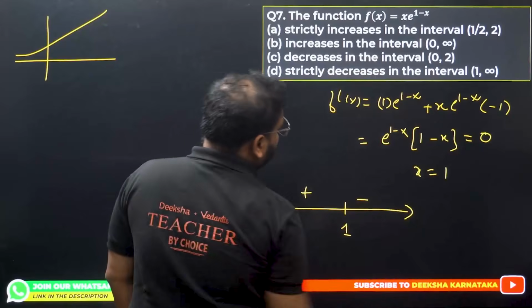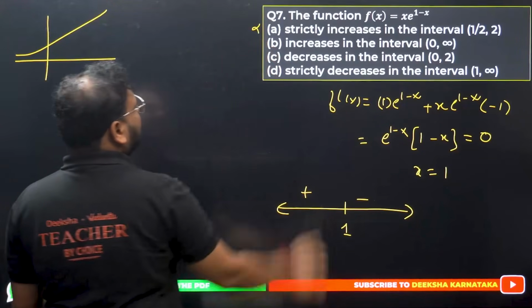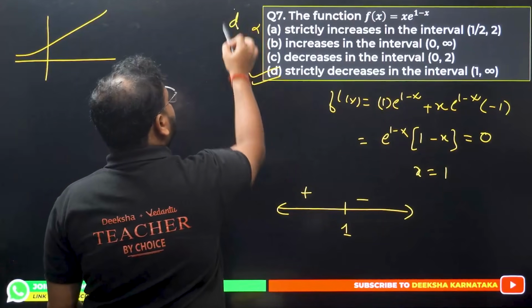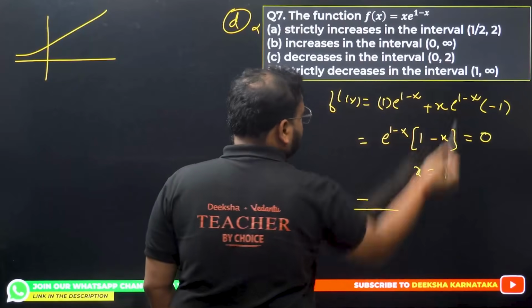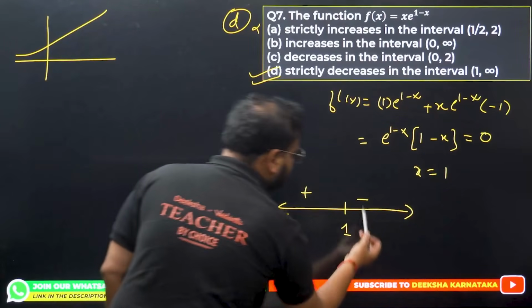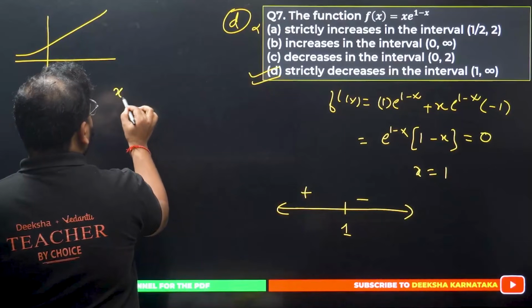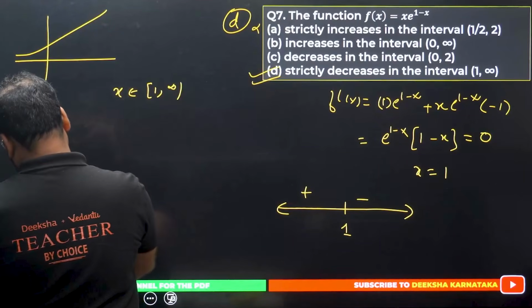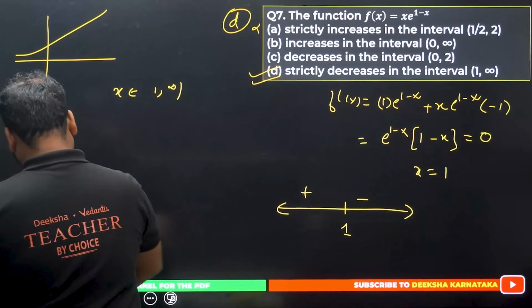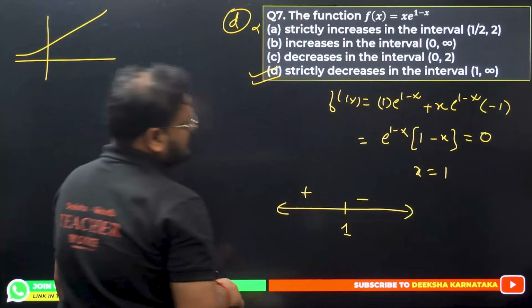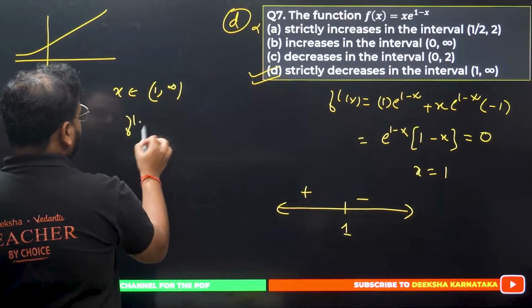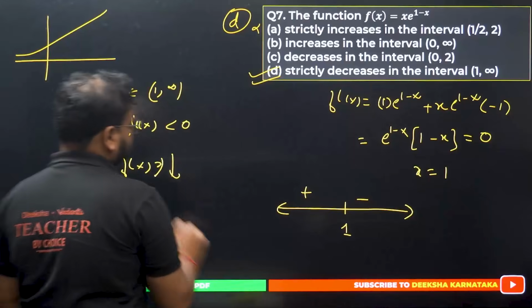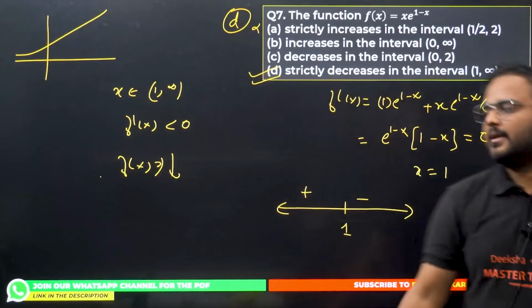Strictly increasing in the interval 1/2 to 2? No, there's no interval like this. 0 to infinity, no. 0 to 2, no. Strictly decreases in the interval 1 to infinity. From 1 to infinity it is negative, right? In the interval x belongs to 1 to infinity, this whole thing becomes f dash of x less than 0. Therefore f(x) is decreasing in nature. Option D is correct.